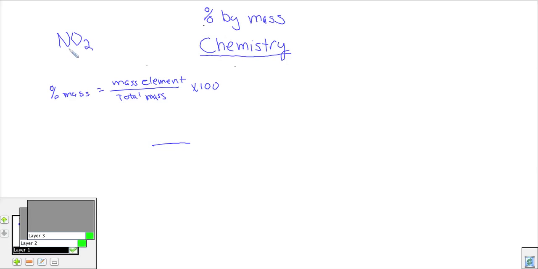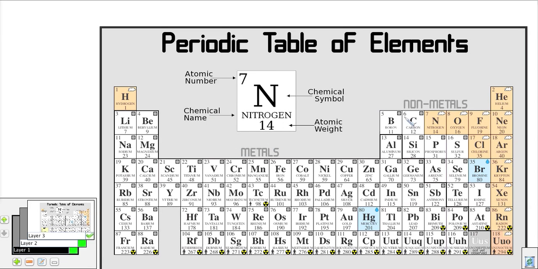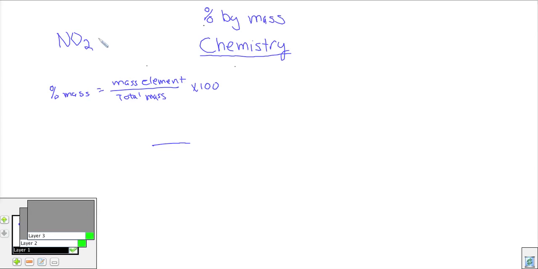So we have 1 nitrogen and 2 oxygen. What we have to do is look at our handy-dandy periodic table. Nitrogen weighs 14, and oxygen weighs 16. So 16 times 2 is 32, plus 14 gives me a total of 46. So this compound has a total molar mass of 46 grams per mole. That's my first step, my total mass, and that's going to go on the bottom for both of my elements.